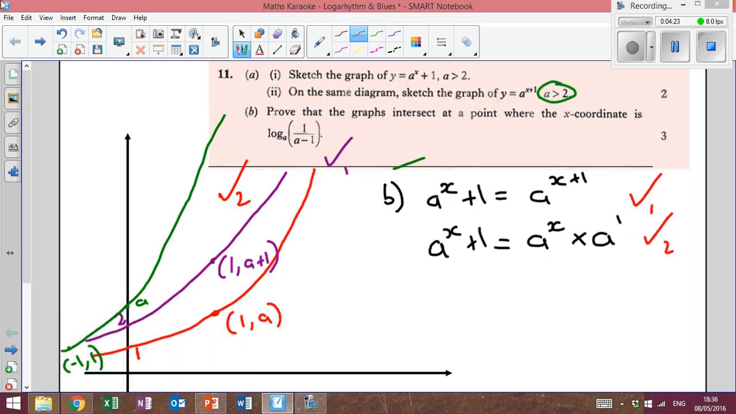And then what we're going to do is take away a to the power x from both sides, just to get all my a to the power x on one side.